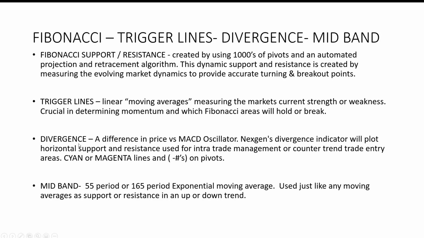Now, divergence. We're going to go through each of these indicators. We use a MACD oscillator to provide us with divergence. And really, you don't have to know much about it. All you need to know is where the lines are and the numbers on the chart. And then our midband, you're going to hear us say that a lot. It's a 55 period or a 165 period exponential moving average. And just like every moving average can be support and resistance.